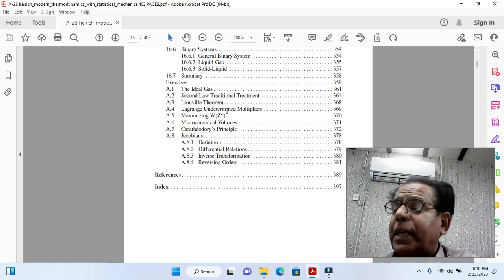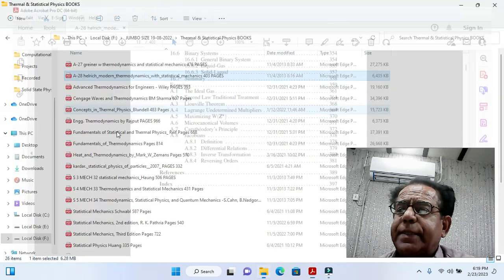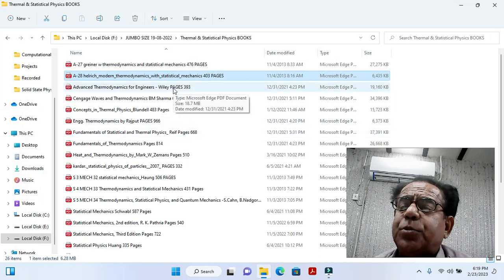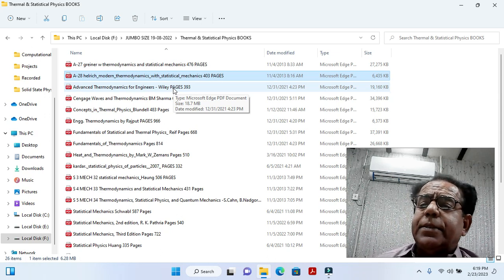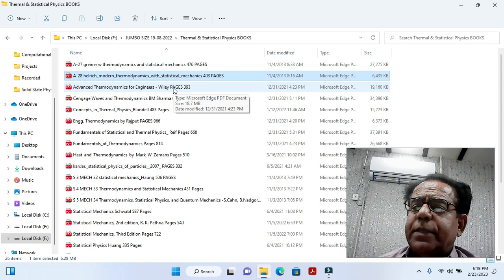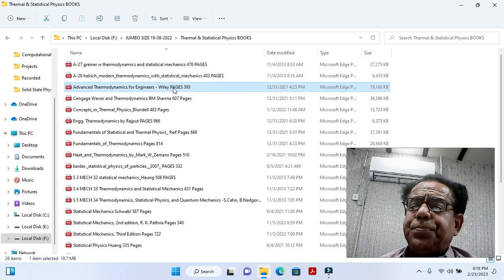Now we can safely move to the next book, which consists of 393 pages. Its publisher is Wiley: Advanced Thermodynamics for Engineers.